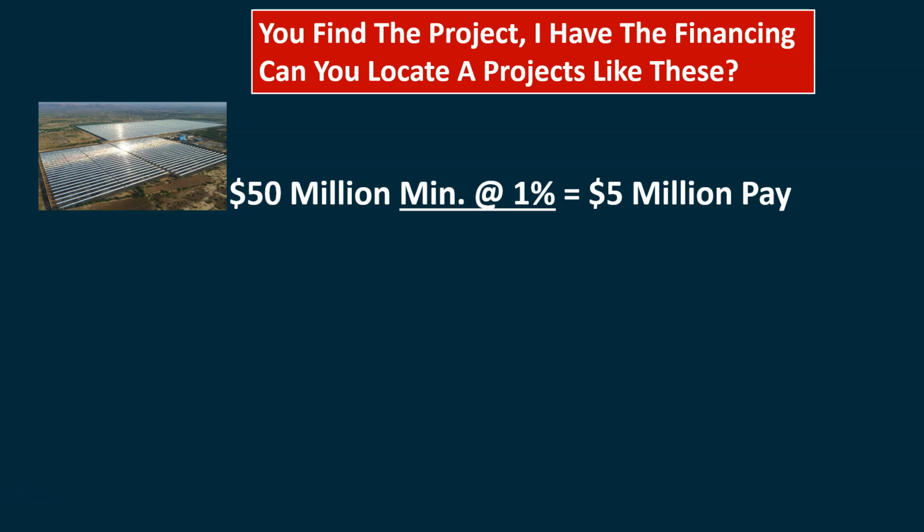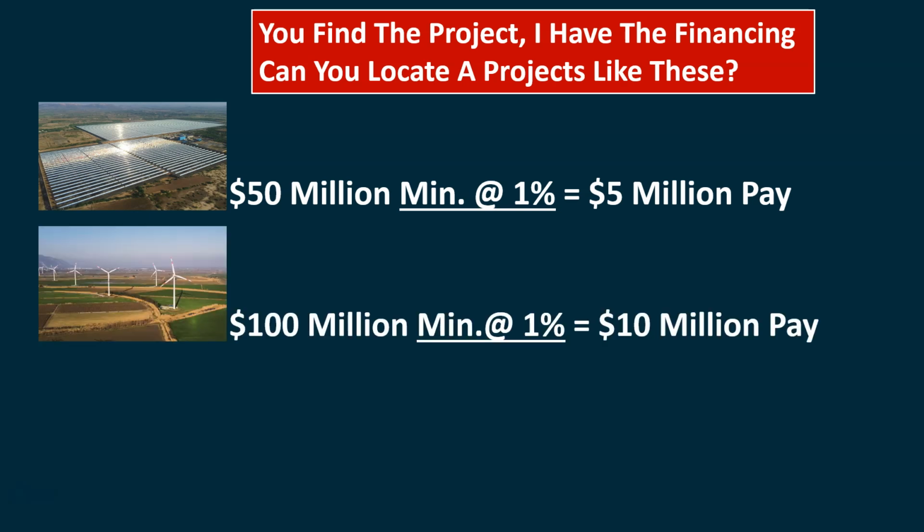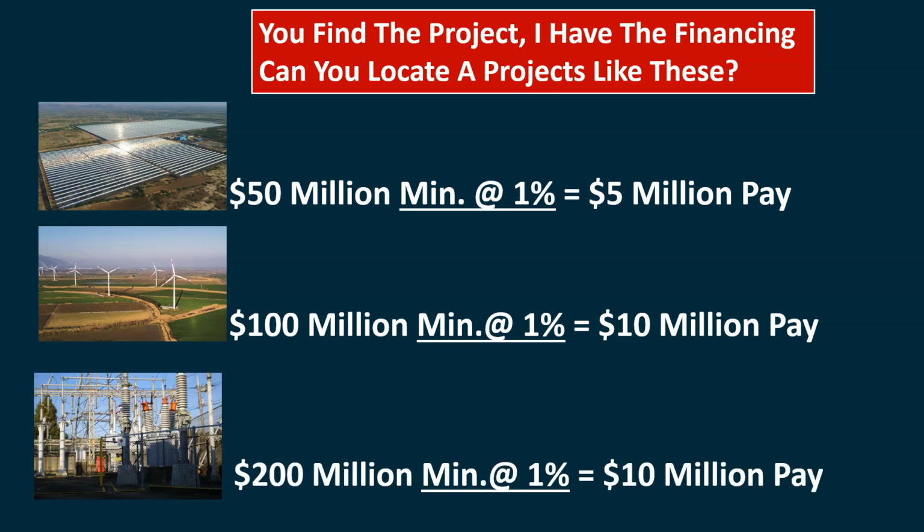So what does that look like? If you can find a project, I have the financing, then we can joint venture on this. So on a $50 million deal, that's a $5 million payday. On a $100 million deal, that's a $10 million payday. It's just a 50-50 split. That's at 1%. I usually negotiate 1.5 or 2% on this stuff, and equity. On a $200 million deal, it's a $10 million payday, 50-50 split, that's $5 million for you, $5 million for me. That's pretty cool.